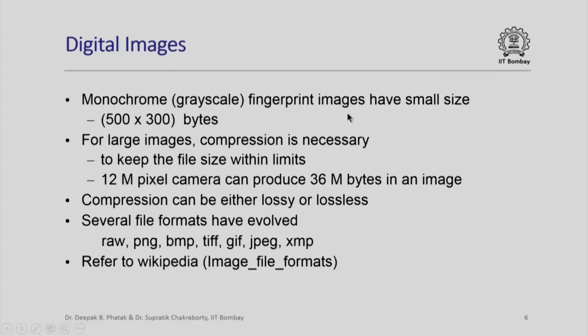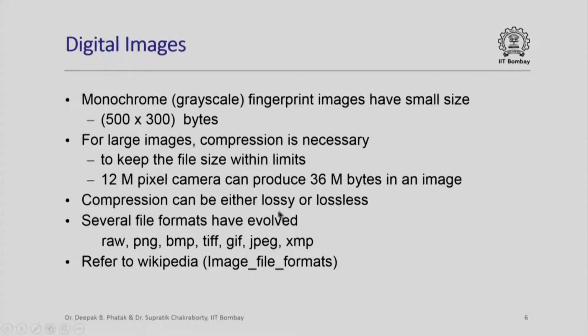Fingerprint images typically are monochrome or grayscale images and have small size, 500 into 300 bytes, but for large images we need to compress them. There are interesting compression techniques which keep the file size limited. Otherwise, remember that a 12 megapixel camera can capture 12 megapixels in a single frame. Since each pixel can be 3 bytes in color, a single picture can be 36 megabytes in size. In order to reduce this size but without losing the quality, there are compression techniques that have been discovered.